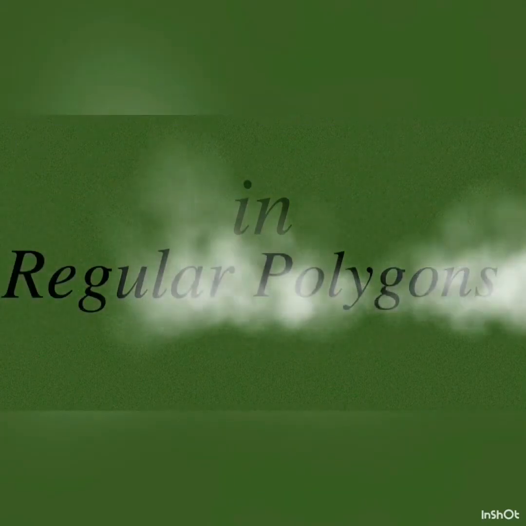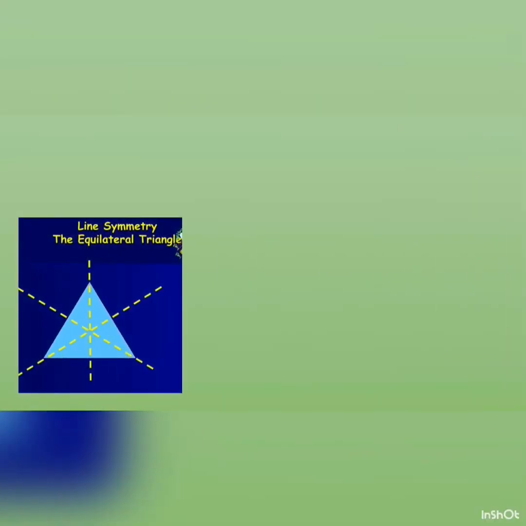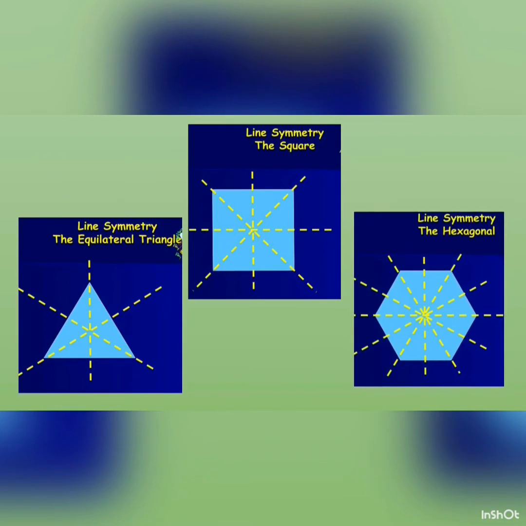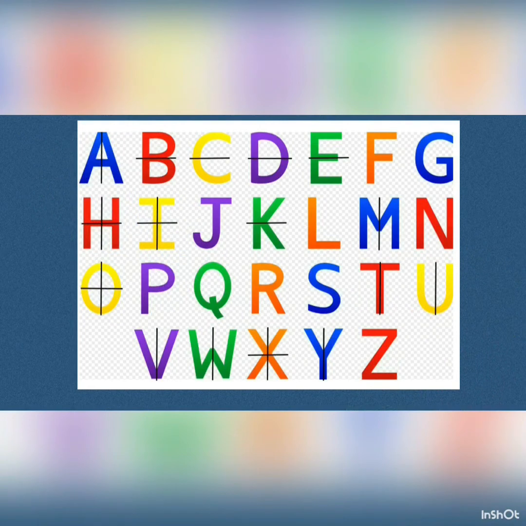With the help of this example, we come to know that in regular polygons, the number of lines of symmetry is always equal to the number of sides. You can see here in an equilateral triangle there are 3 lines of symmetry. In a regular pentagon we have 5 lines of symmetry. In a regular hexagon we have 6 lines of symmetry.